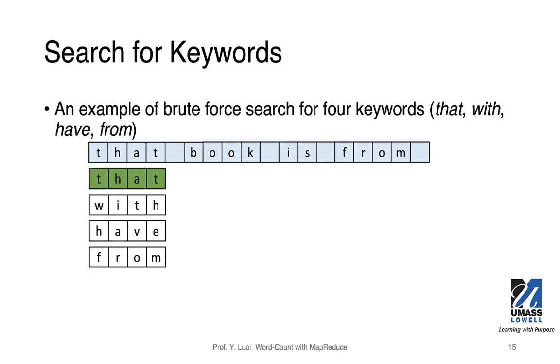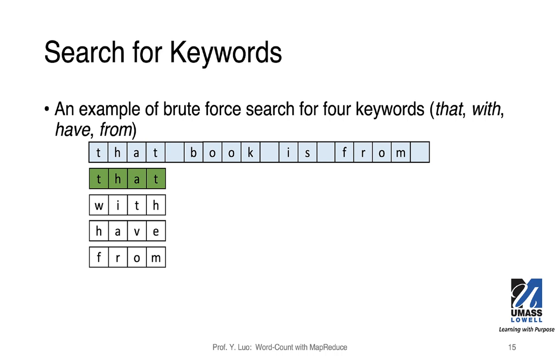And since we have 4 keywords, ideally we can compare the 4 keywords with each of the characters in the text stream. So it works in a sliding window fashion. First we compare the beginning 4 characters from the text with all 4 keywords. And as we can see, we have a match here.